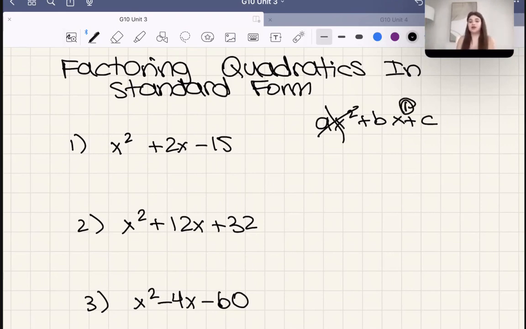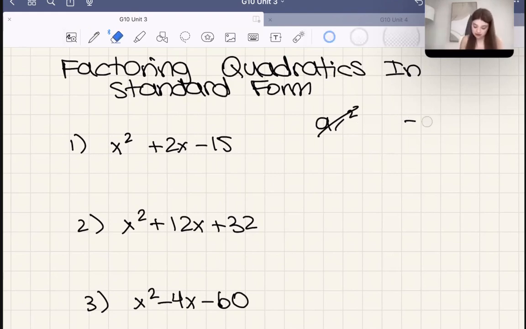bx plus c looks suspiciously like mx plus b, which is line form. So a cannot be equal to 0, but other than that, a, b, and c can be any real number at all, and it's quadratic. So how do we factor them?